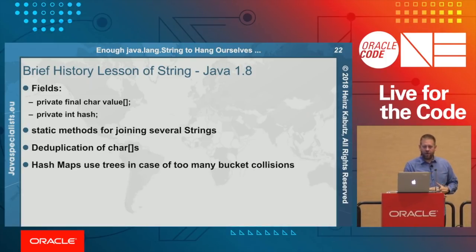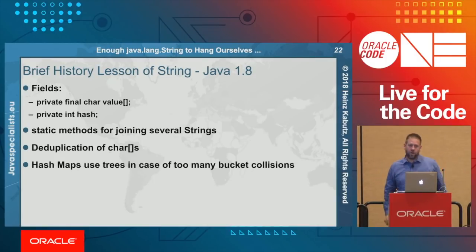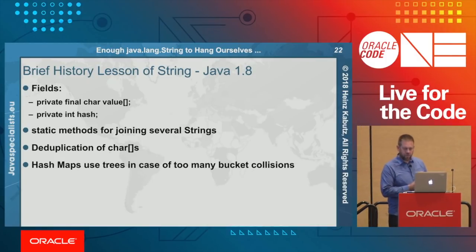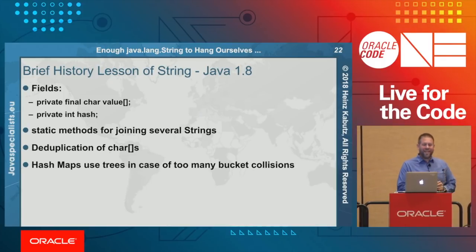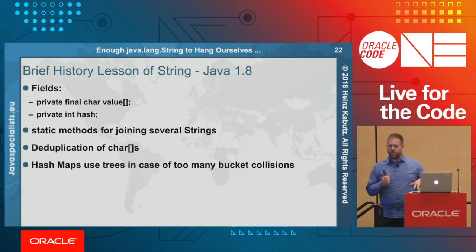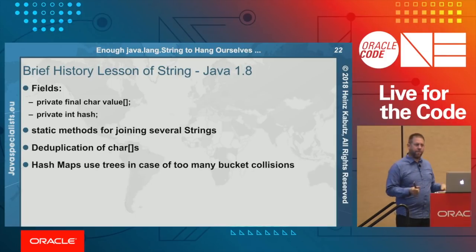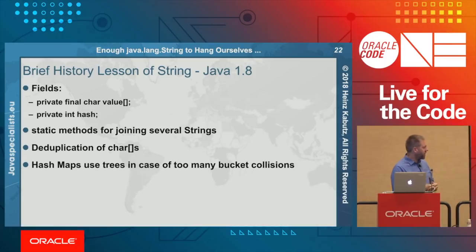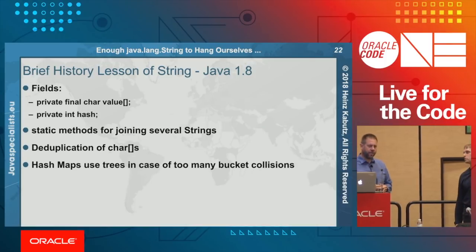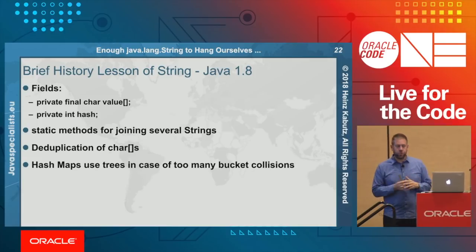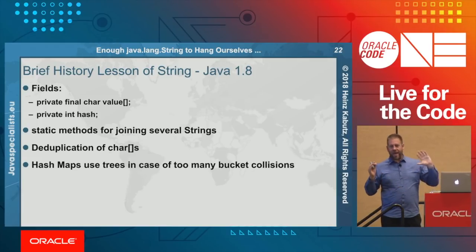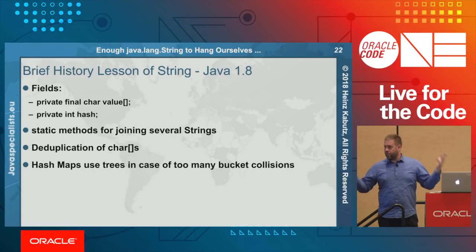So we have, in Java 8, a whole bunch of things. First of all, the hash32 is gone. We've got static methods for joining strings, which are quite useful. We also have deduplication of char arrays. What deduplication means, we'll get to in a second. The last thing is that they fix the problem with denial of service attacks in a general way for Java 8 onwards. So within HashMap and ConcurrentHashMap, I don't know if they did that fix for Hashtable, do you know? I'm not sure. No, I don't think they did. But for HashMap and ConcurrentHashMap, for sure, they fix the problem by having a tree when you have too many bucket collisions.